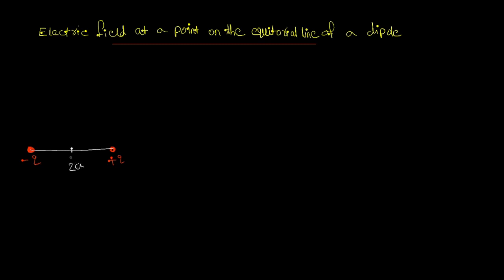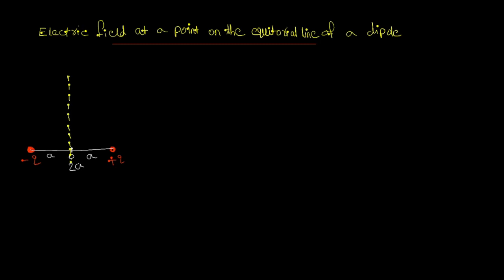And this is the center point of this dipole, O. Then the distance from O to this positive charge Q is a. Then the distance from O to this negative charge is also a. Then we are considering an equatorial line of this dipole. The equatorial line of this dipole passes through like this. The equatorial line of this dipole passes through the center point of this dipole, O.